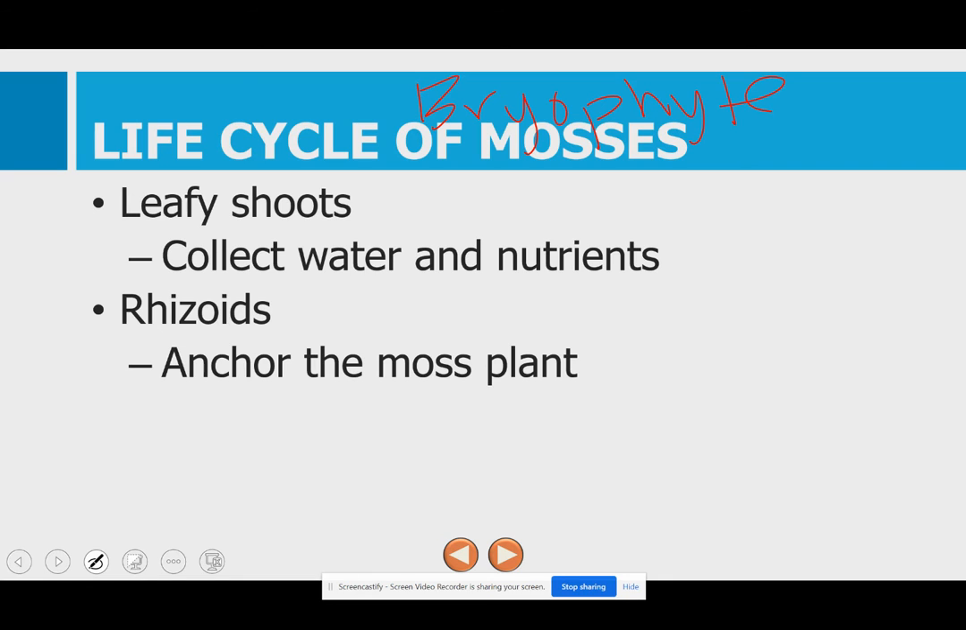So the green part that we see when we look at the moss is what's called the leafy shoot. That's the green stuff that we looked at underneath the little stereoscope. Its whole job is to collect water and nutrients. And that's why pretty much the whole moss looks the same. It's because it's all full of these leafy shoots. All parts of that moss have to be able to collect water and nutrients, kind of like a paper towel has to absorb water.